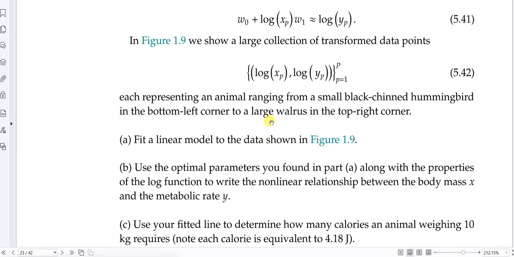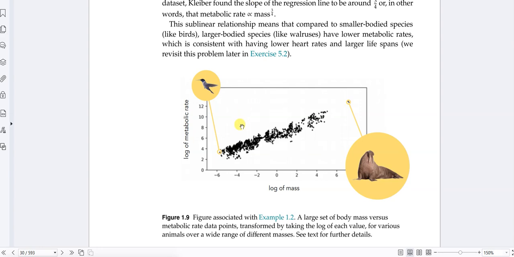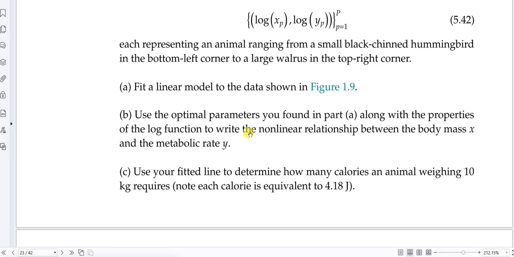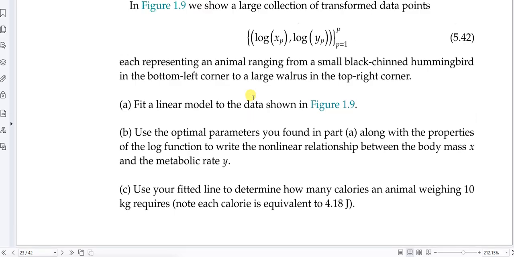So that's the reason you please go through the first unit also very clearly. Each representing an animal, ranging from the small black-chinned hummingbird at the bottom left corner, to the walrus at the top right corner. Now for this one we were asked to fit a linear model to the data set.